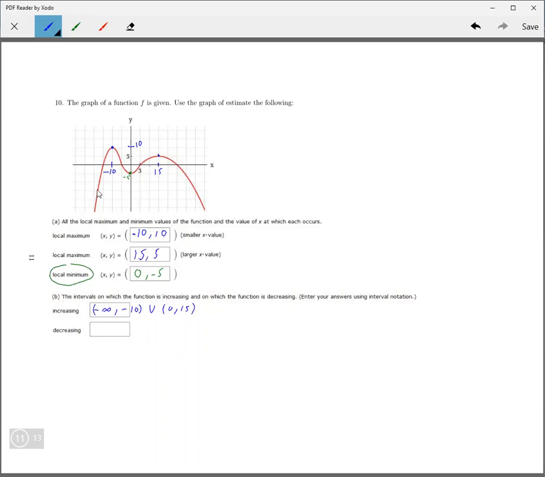And then it's decreasing from here to here, which is negative 10 to 0. And also from 15 on up to infinity is decreasing. Okay, so that's number 10.